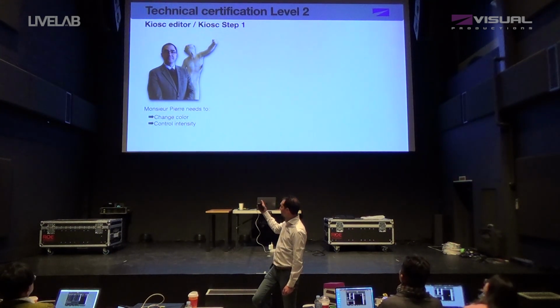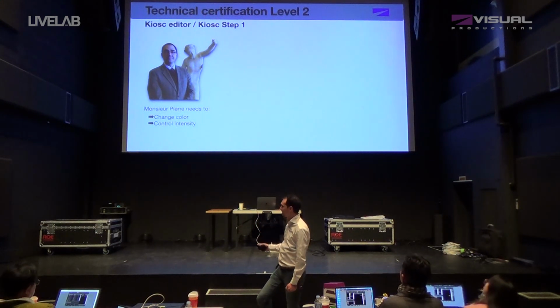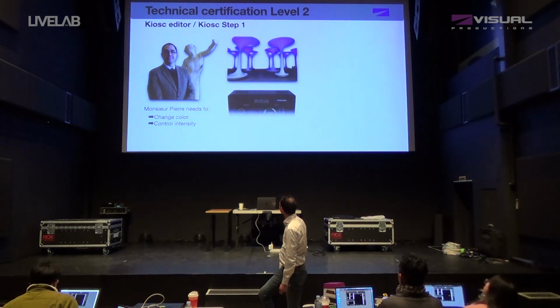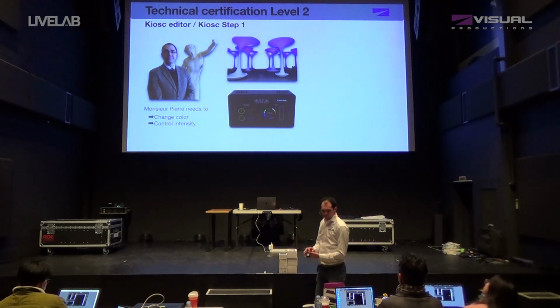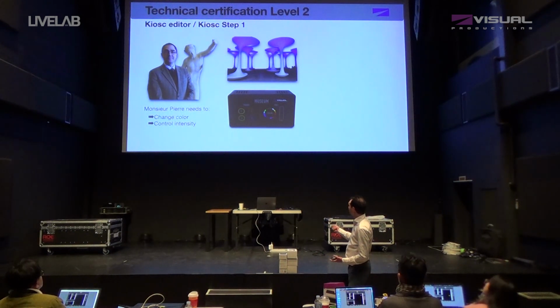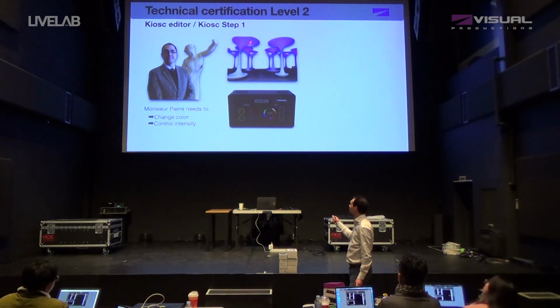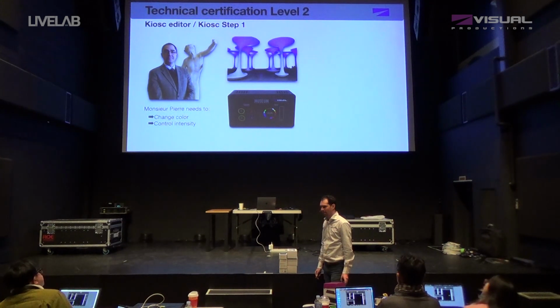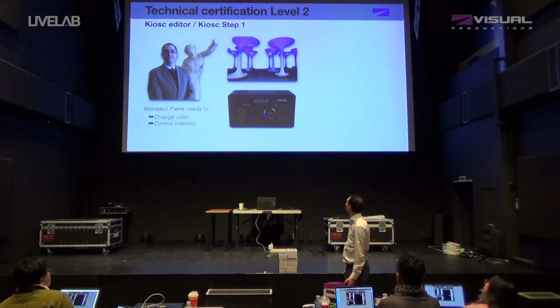So he needs to be able to change the color and the intensity of the LEDs. On the kiosk touch, we're gonna create a new layout where we're gonna have the 4 buttons for the facade. And on the other side, we're gonna have a color picker and a fader to control the entrance hall.